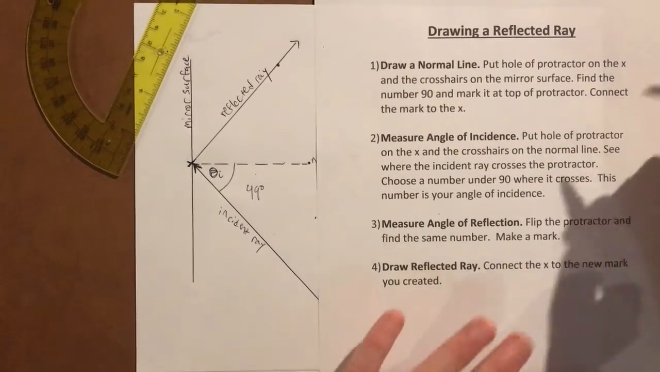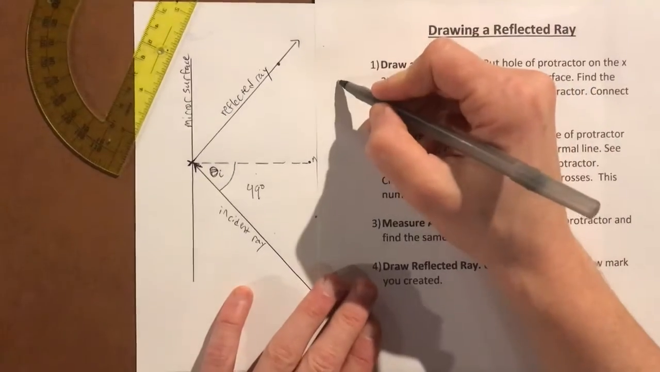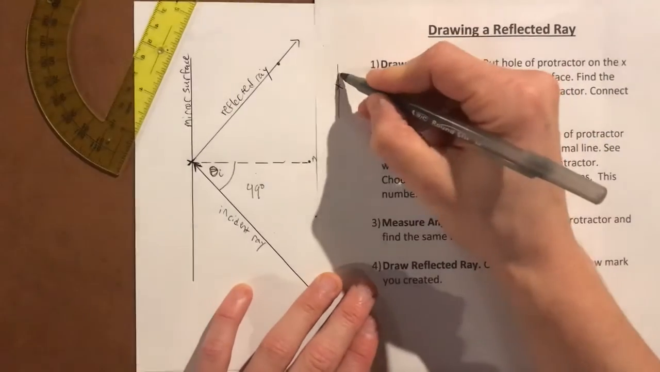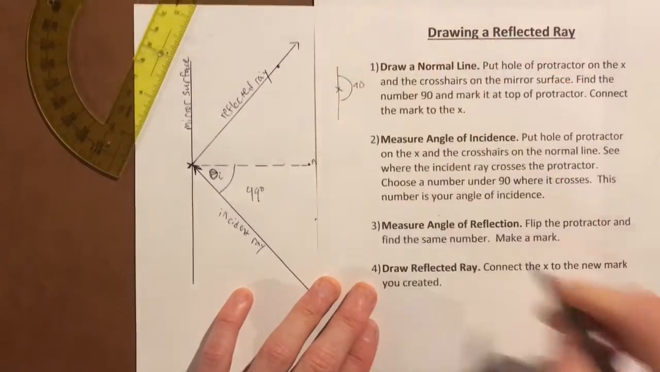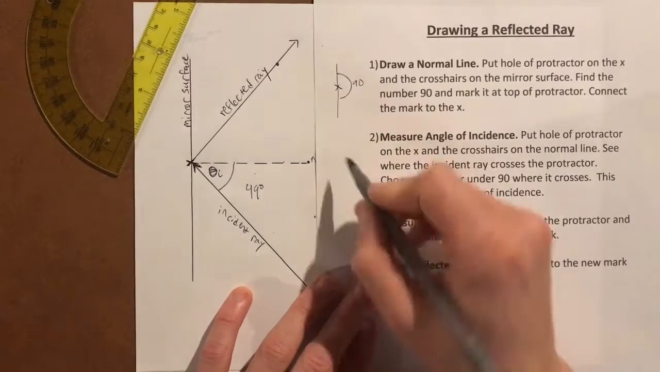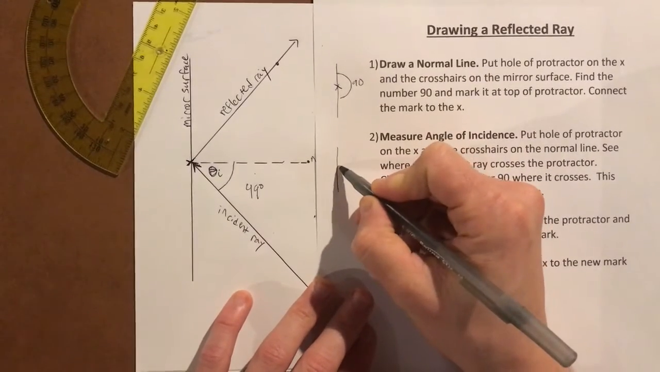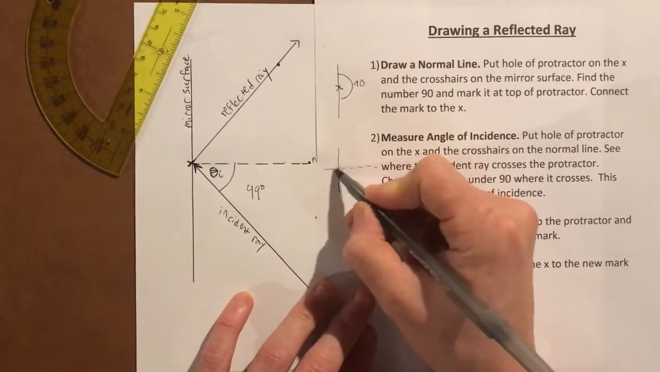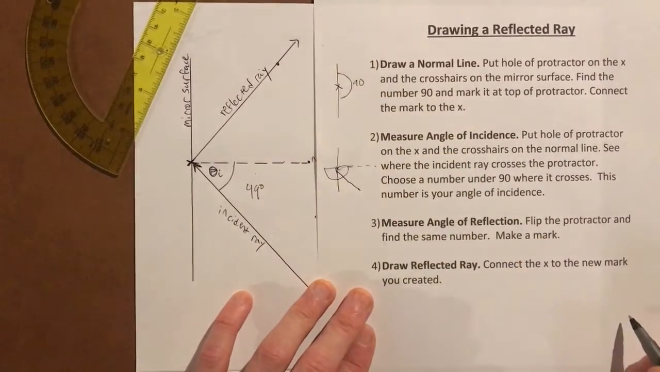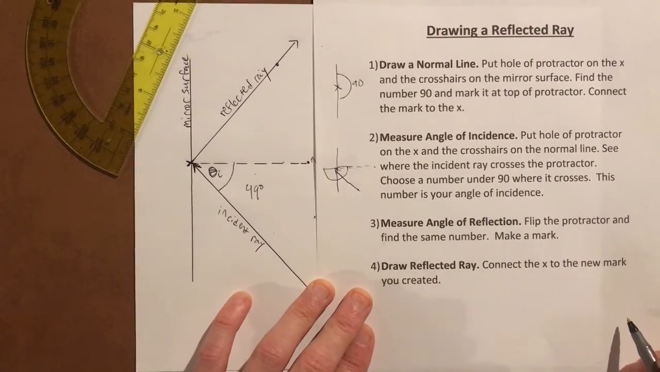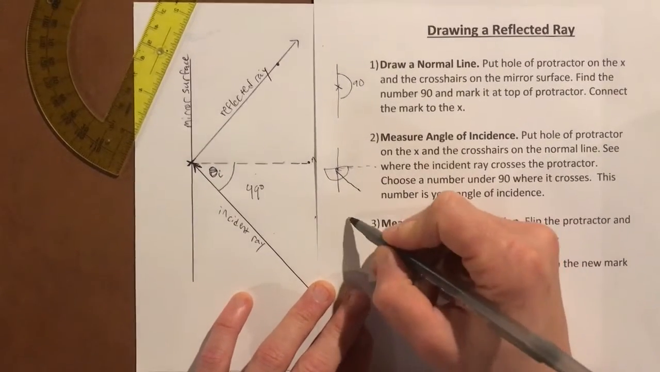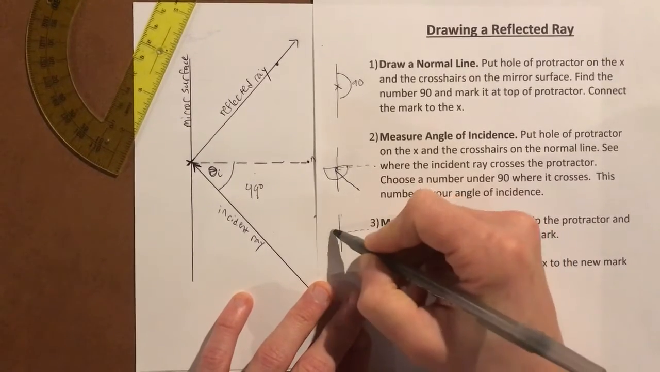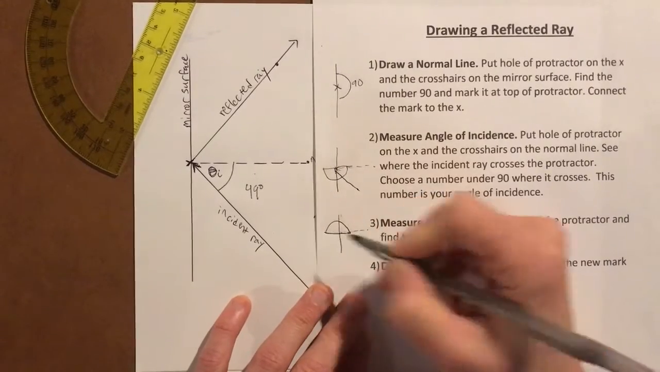All right? So just to review a little bit, for drawing the normal line, your mirror looks like that. Hold your protractor like this and find 90. When you're measuring the angle of incidence in step 2, you're going to hold your protractor like this. You're going to hold it like that. And then for step 3, you're going to flip it. So here's the mirror surface, here's the normal line.